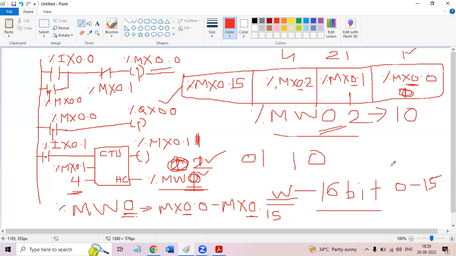That's why you have seen we have always taken the word from MW1. We have never taken MW0, because we have used the 0.0 flag. That's why I have taken MW1. When I take MW1, then I cannot use percentage MX 1.0 to 1.15, or else we will have some problem. So if you use bit, don't use its word in your program. If you use word, don't use its bit in the program.